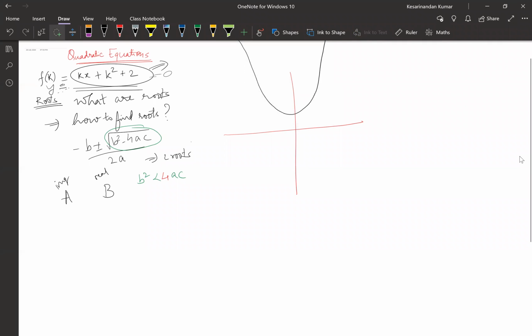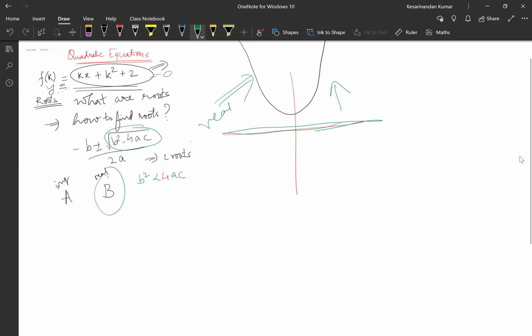Now you can clearly see this parabola is not intersecting the x-axis anywhere, and it is still a real parabola. It exists. So this will be the correct answer. It cannot be imaginary. The parabola will be real and still have no roots. This is the geometric interpretation of what happens when the roots are imaginary. Now is it clear for everyone?